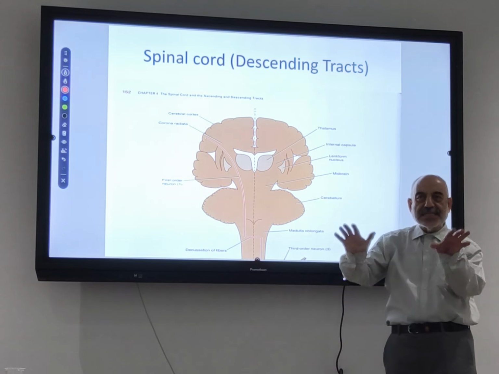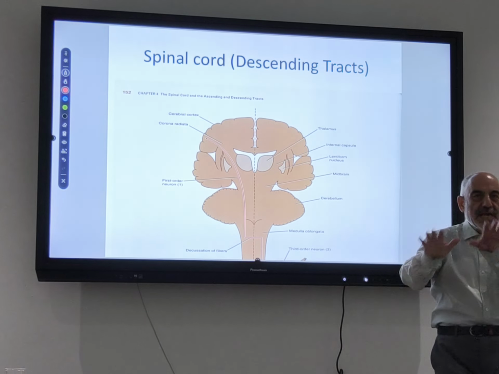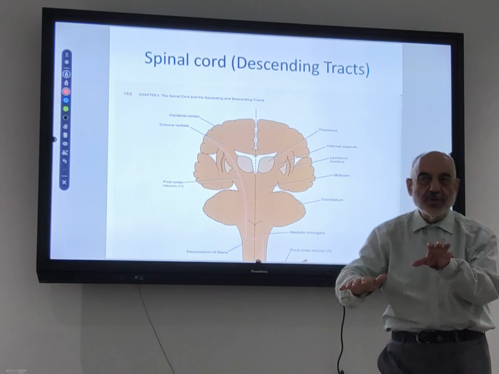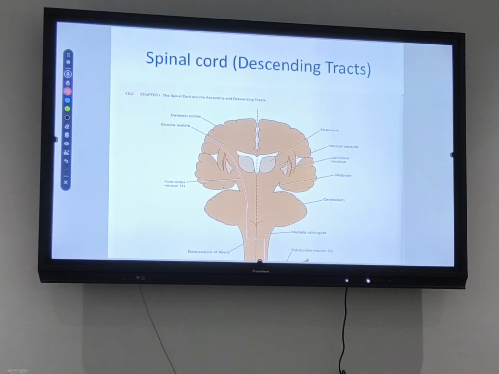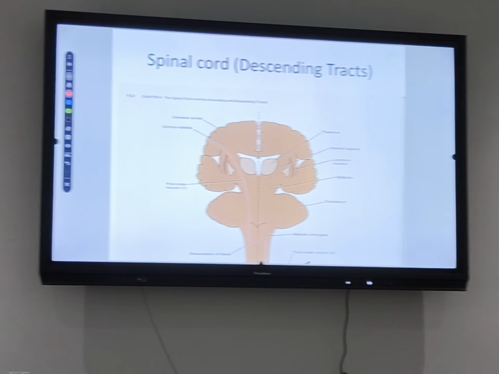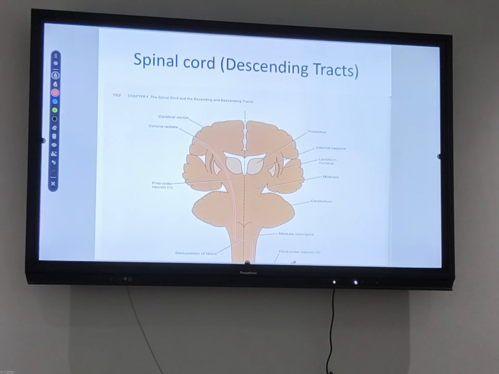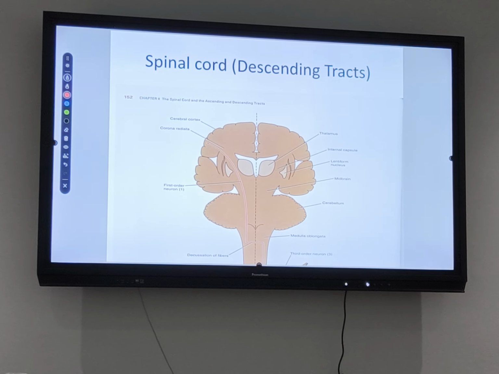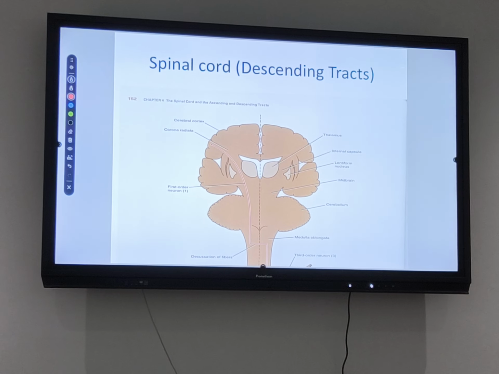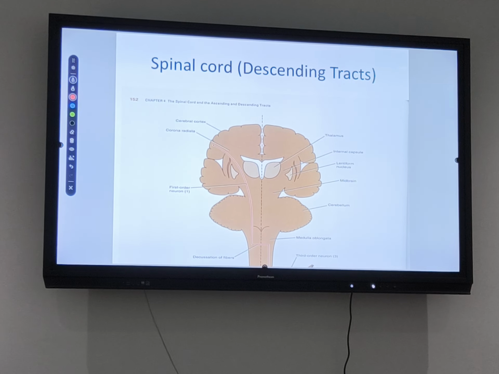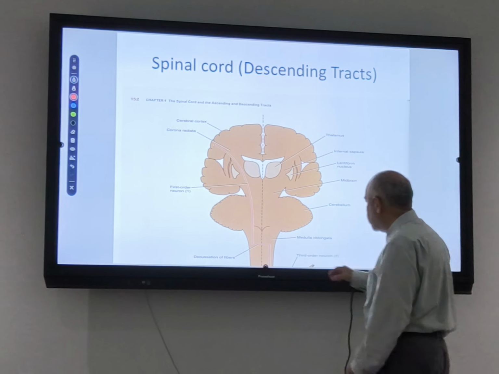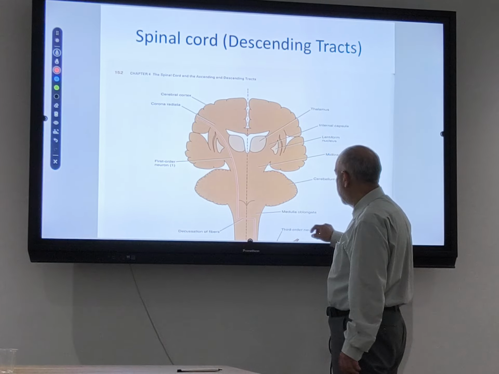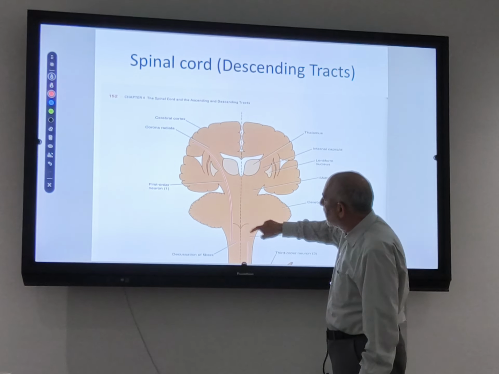If there is any stroke, any hemorrhage, any tumor on the brain, on the left side, the right side is affected. If the tumor is on the left side, the right side of the body is affected. This is very, very important. Okay? So, this is the first order neuron.